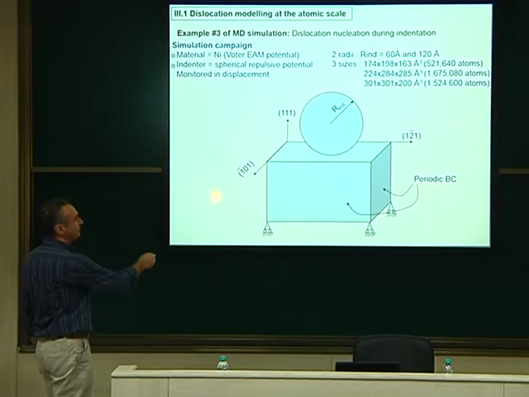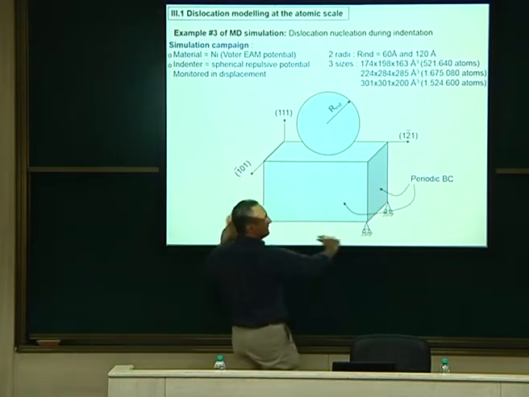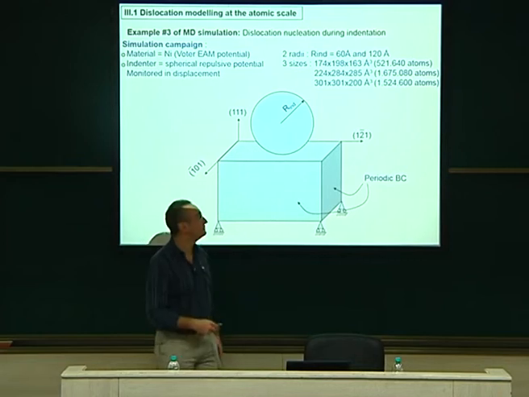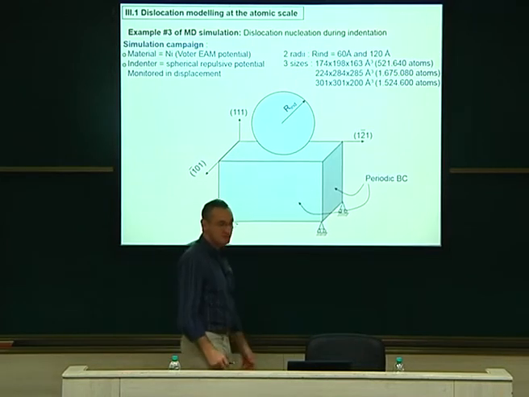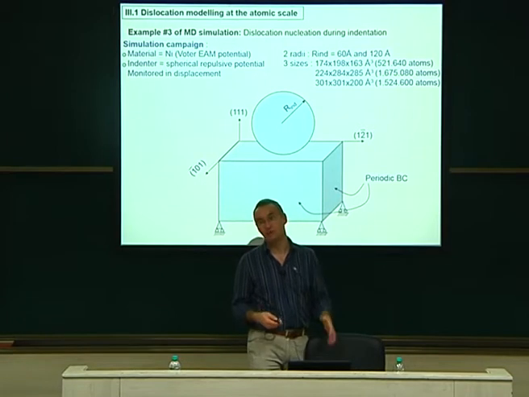There will be periodic conditions on the sides, and the bottom atoms can only glide in the plane. They cannot go down. They can only glide in the plane to expand, to accommodate. Okay? So this is the simulation, and my question is when do dislocations appear, and what are they?